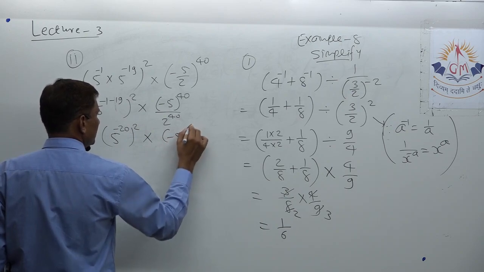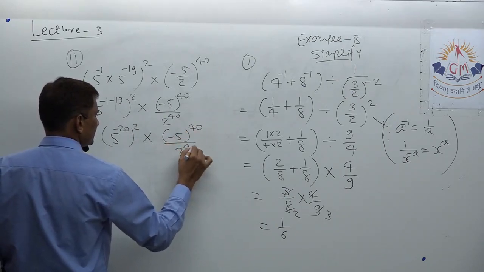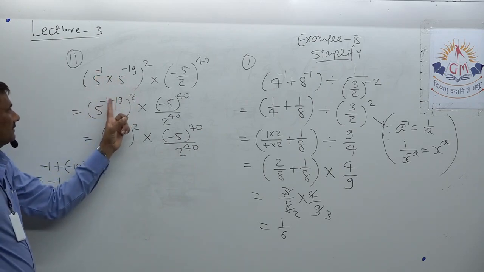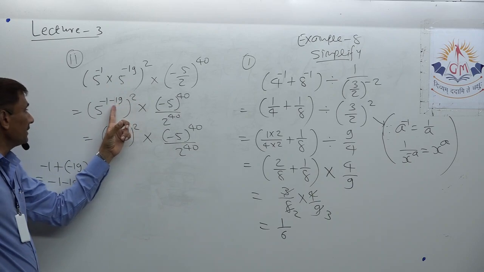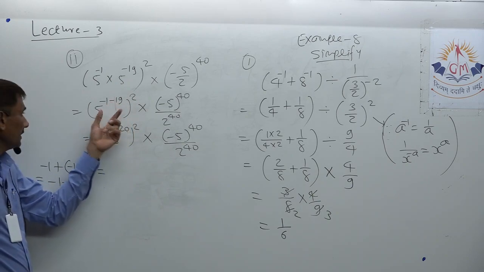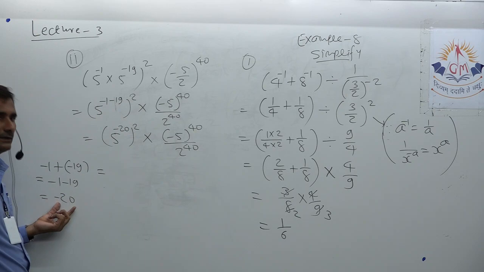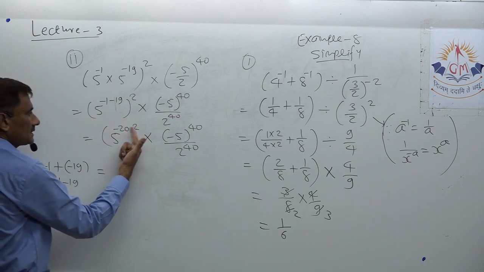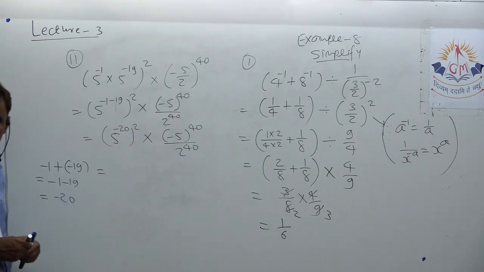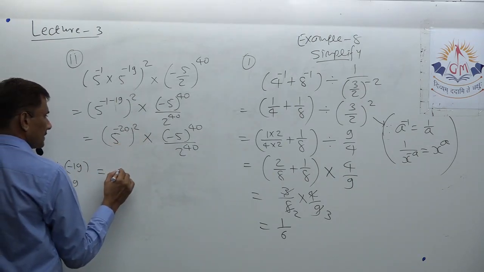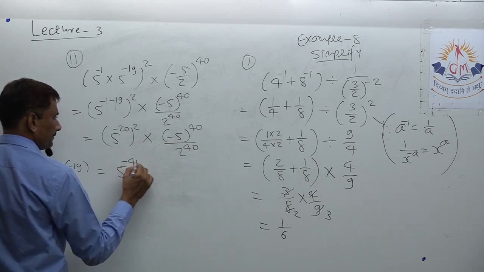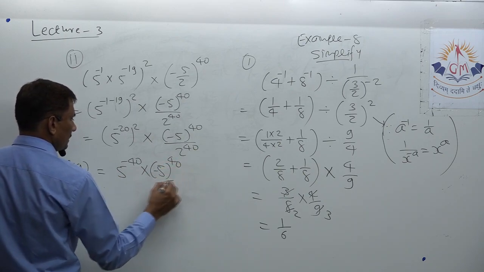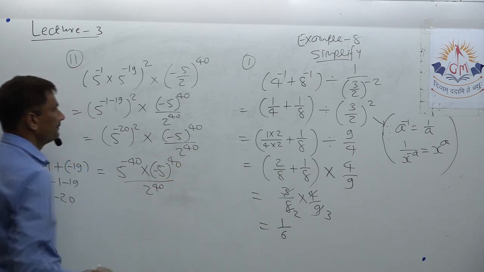Now nothing to do here. Write it down as it is. Okay, again minus 1 plus minus 19 means I have written directly minus 19. Okay, so the same sign is there, so addition, and the result will obviously be negative. Now the power's law. Power, so multiply. So 5 raised to minus 40. Multiply minus 5 raised to 40 upon 2 raised to 40.